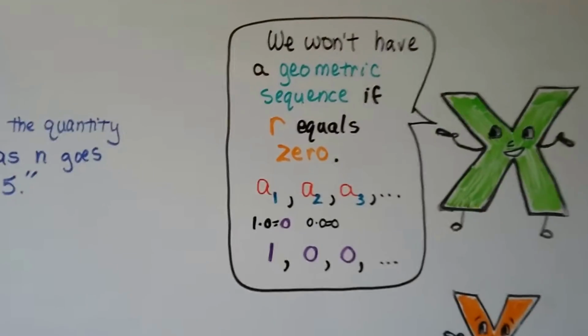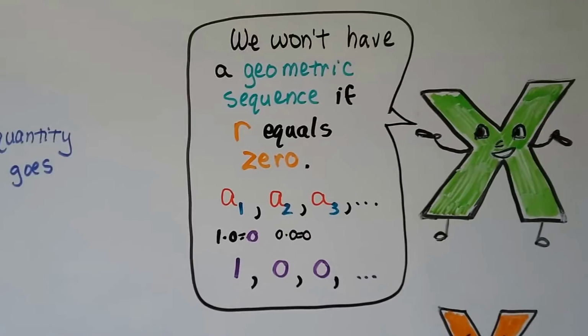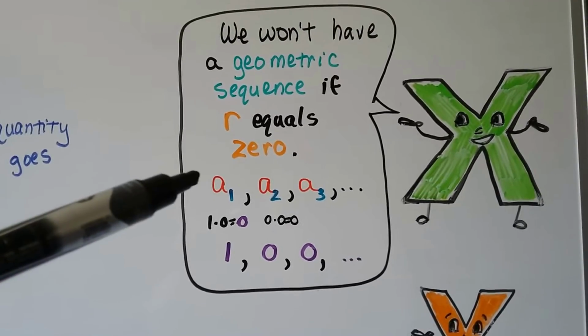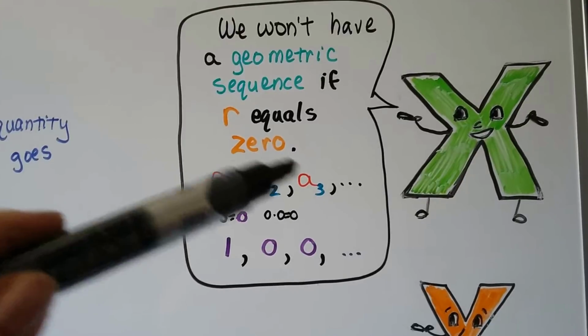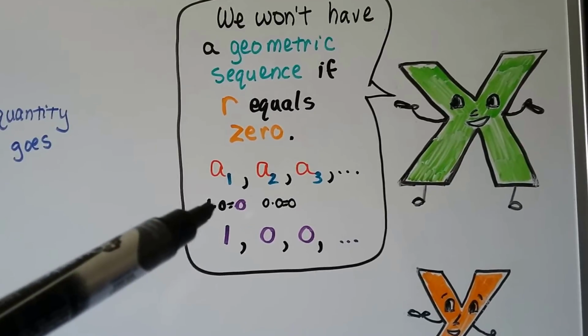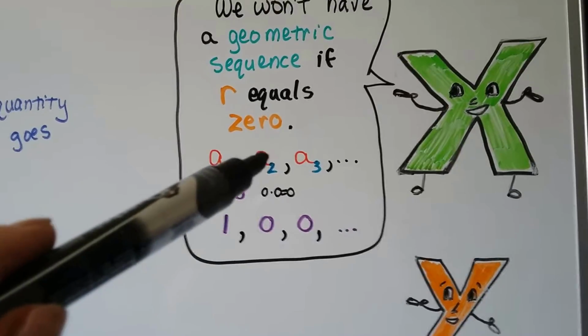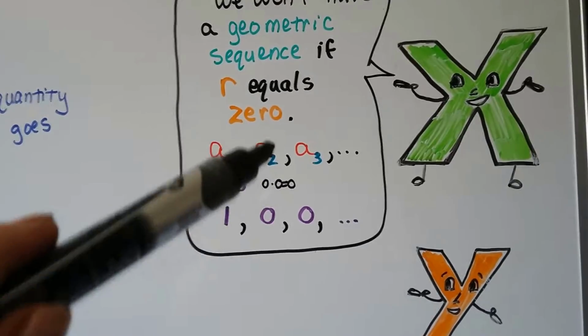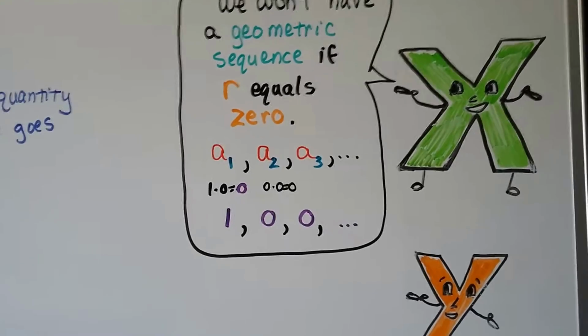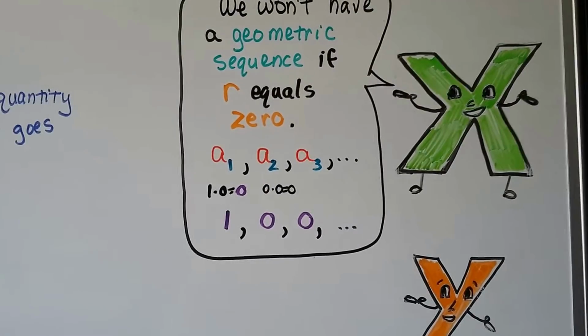And we won't have a geometric sequence if r equals 0. If r equals 0, we're going to have a sub 1, a sub 2, and a sub 3, and we're going to have a sub 1 times 0 to get to the second term. That means that would be 0. And then we'd have 0 times 0 to get to the third term. So that's not a geometric sequence, okay?